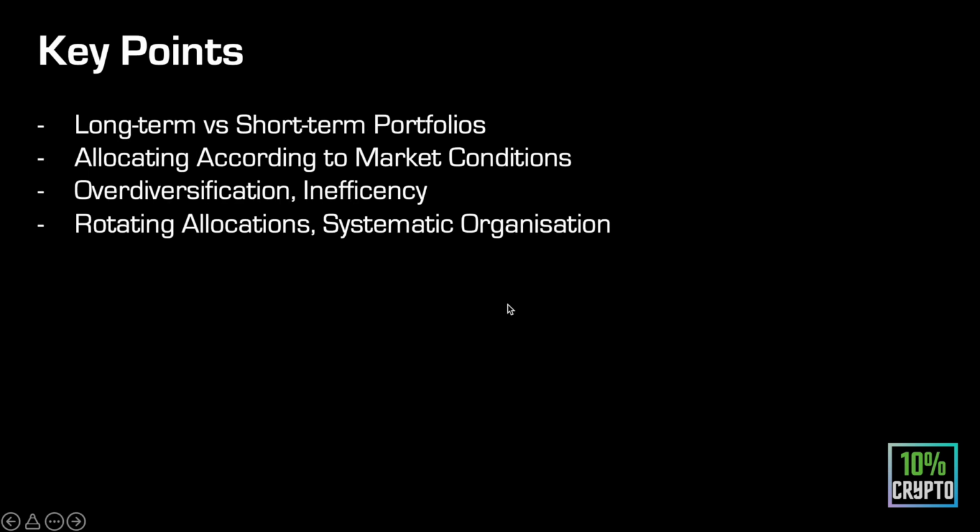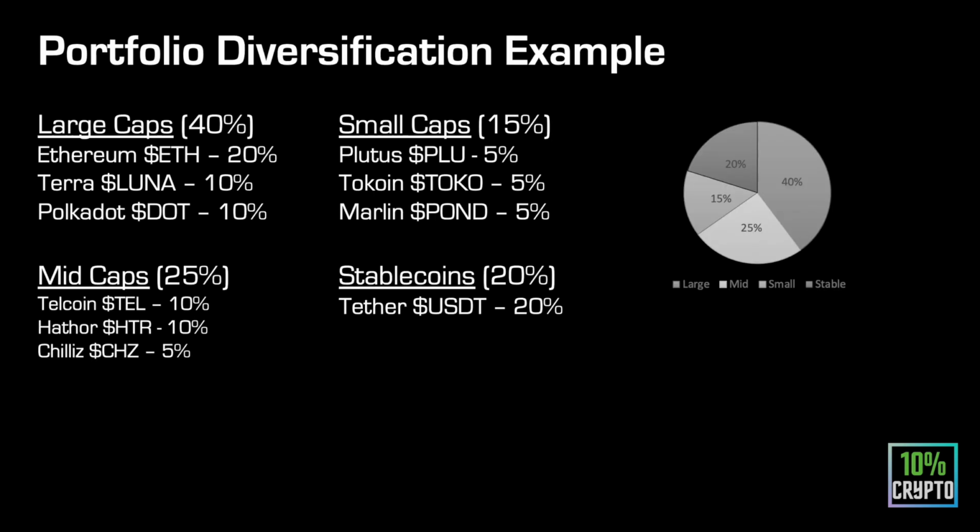The last point I'd quickly like to make: rotating allocations. So having a system that's organized, right? Everything here is allocated by percentage. Over time, you're going to have profit in some of these coins. They're going to be going up and down, up and down. What you want to do is essentially funnel that profit and keep things balanced.